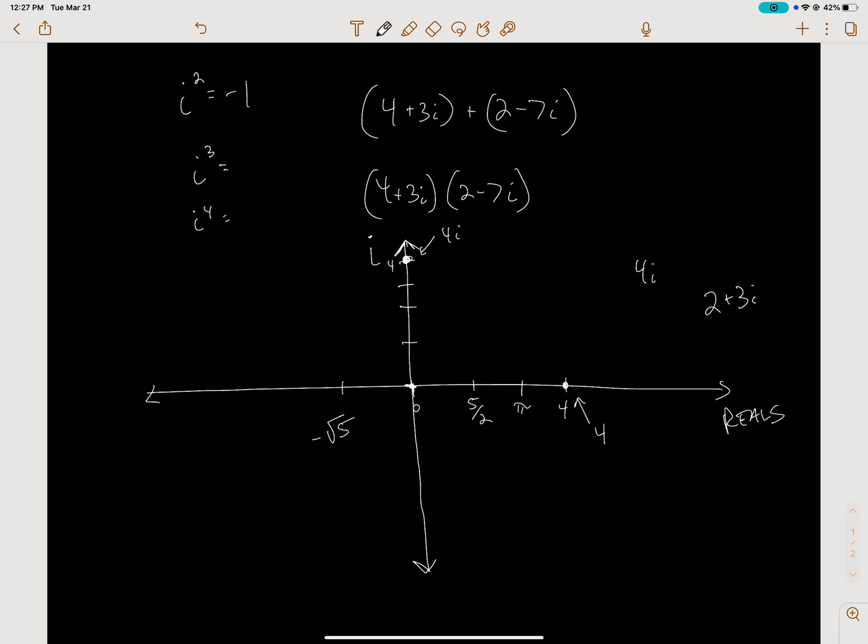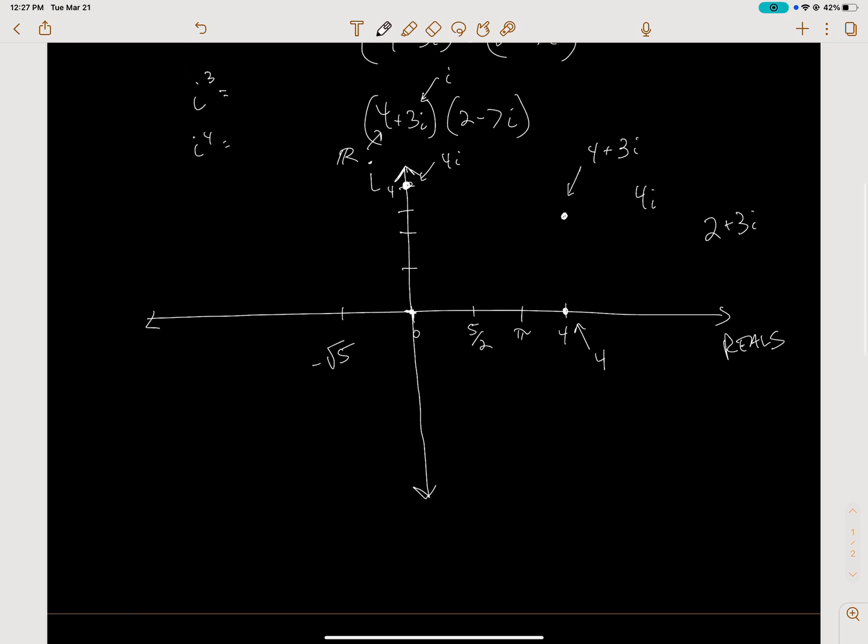And if I want a mixture like 4 plus 3i, well, remember, this is the real part. This is the imaginary part. So I'm going to go over 4 units on the real, and then up 3 on the imaginary, and that would be the number 4 plus 3i. So instead of graphing numbers on a number line, we have to graph them on a 2-dimensional plane, where one dimension is the real numbers, and the other dimension is the imaginary numbers. So this is called the complex number plane.